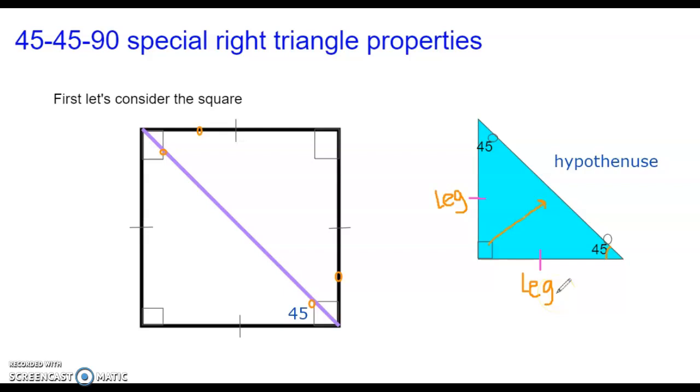Now the property of 45, 45, 90 special right triangles is that the two legs will always be the same. So if one of them is 5 centimeters, the other one will be 5 centimeters. Now the hypotenuse is going to be the length of the leg multiplied times the square root of 2. So the leg times the square root of 2. So if my leg was 5 centimeters, the horizontal leg would also be 5 centimeters, and then the hypotenuse would just be 5 times the square root of 2.